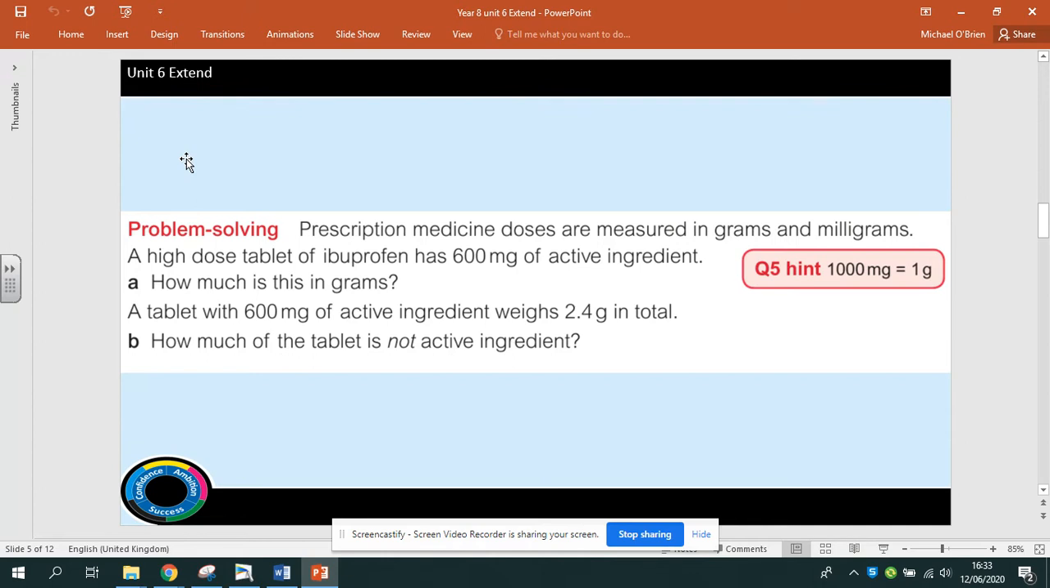Problem solving. The prescription medicine doses are measured in grams and milligrams. A high-dose tablet of ibuprofen has 600 milligrams of active ingredient. How much is this in grams? A tablet with 600 milligrams of active ingredient weighs 2.4 grams in total. How much of the tablet is not active ingredient? Okay, you've got a little hint that tells you 1,000 milligrams is the same as 1 gram. So pause the lesson, return back to it when you're ready to have your answers reviewed.